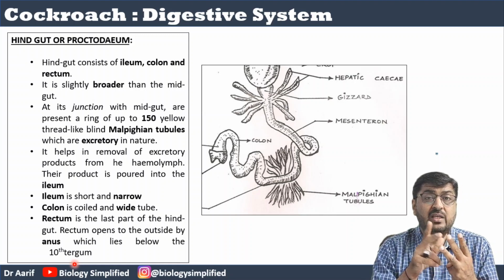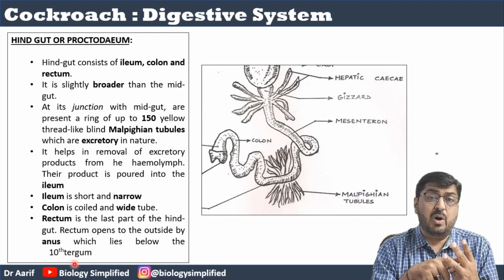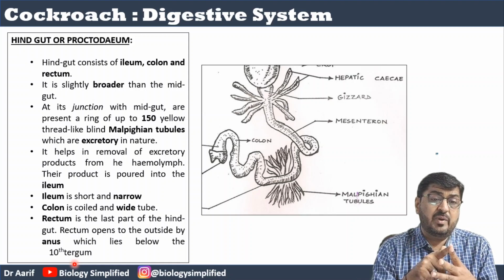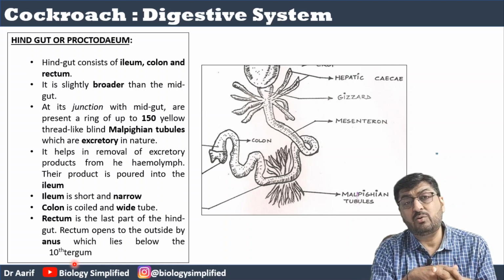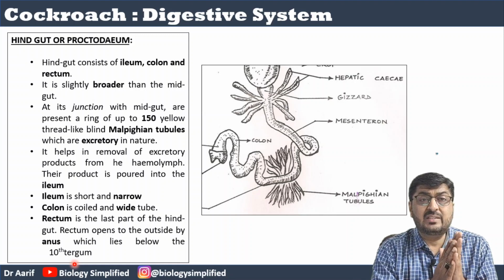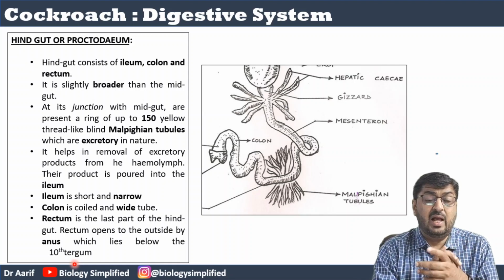उसके बाद आएगा midgut. Foregut midgut के junction पे hepatic CK. Midgut is stomach. Midgut के बाद hindgut. दोनों के junction पे Malpighian tubules. And hindgut is made up of ileum, colon and rectum. Finally opening through anus. Right? So alimentary canal is foregut, midgut and hindgut.